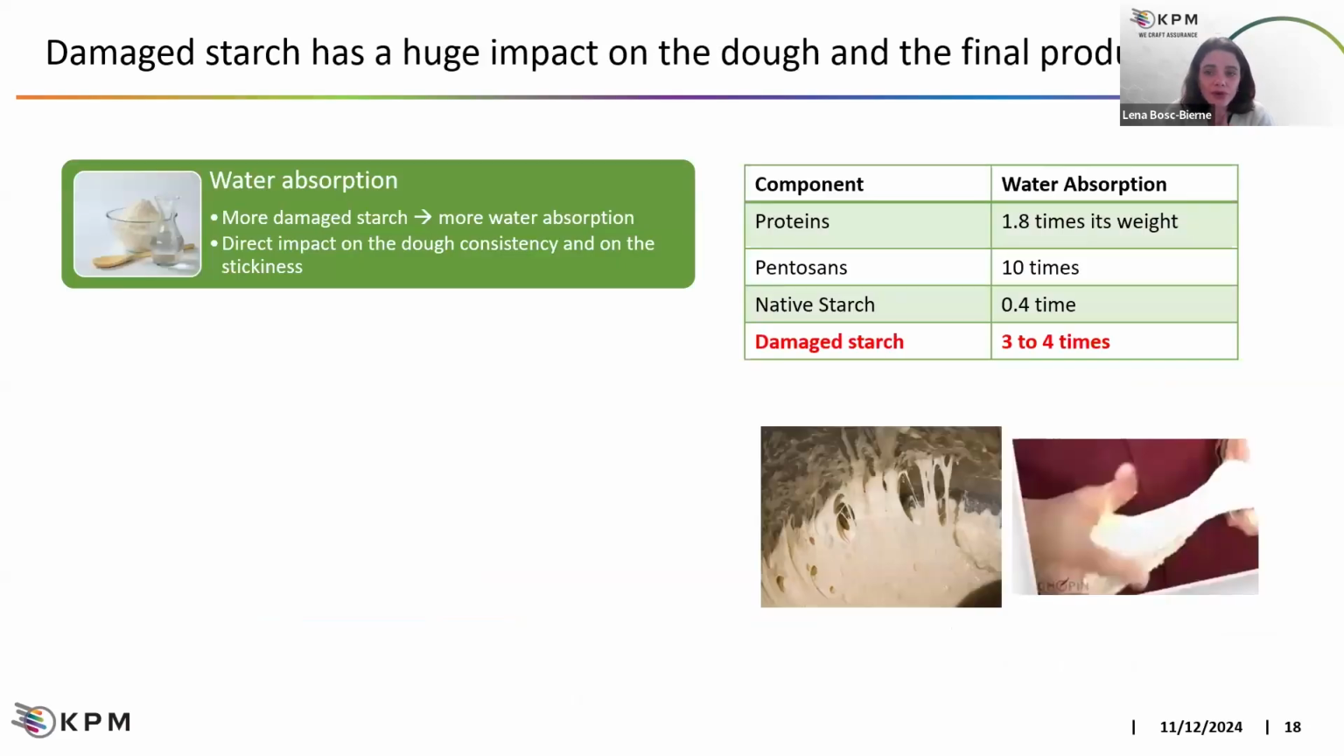Why it is so important to control is because damaged starch, again, is incredibly functional. It will impact the water absorption capacity a lot. If you have more damaged starch, then you have more water absorption. Damaged starch absorbs 3 to 4 times its weight in water, compared to native starch. This is 10 times what native starch is able to do. So it does have a direct impact on the dough consistency and on the stickiness of the dough as well.